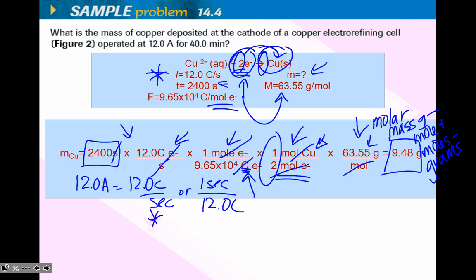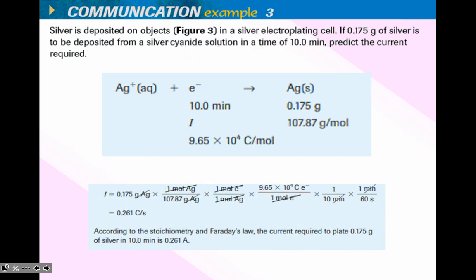So I'm going to give you another example, but much quicker. Silver is deposited on objects. Remember with electroplating in that example of the spoon. So silver is deposited on objects in a silver electroplating cell. Now this time, you're given the mass of the silver. If 0.175 grams of silver is to be deposited from a silver cyanide solution, and here's our time, 10 minutes. Remember, we're changing that to seconds. Predict the current required. So we're looking for amps, kiddos, or coulombs per second.